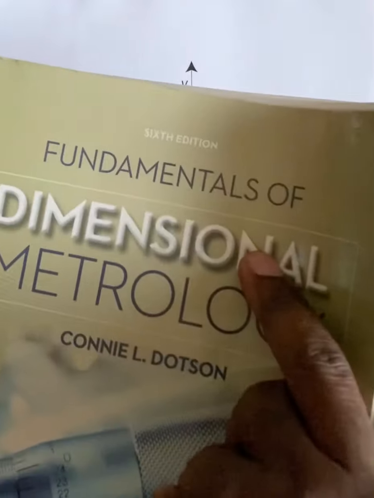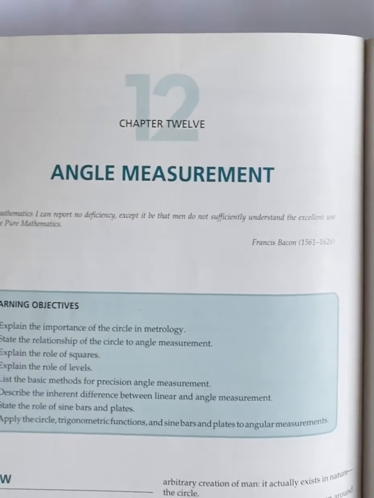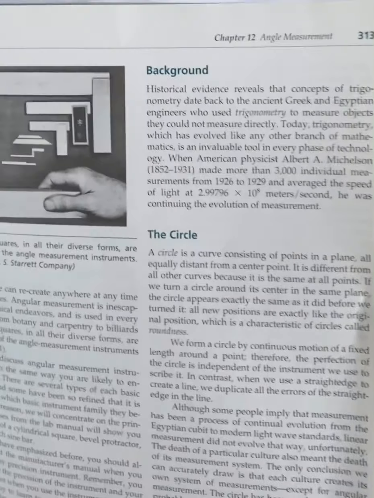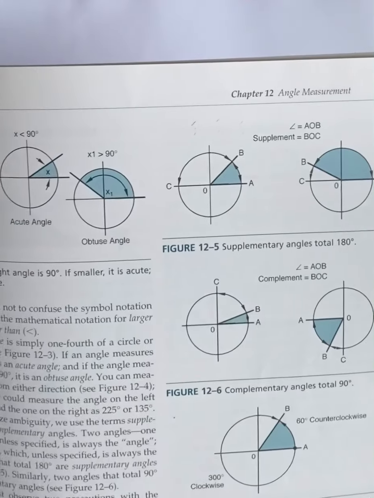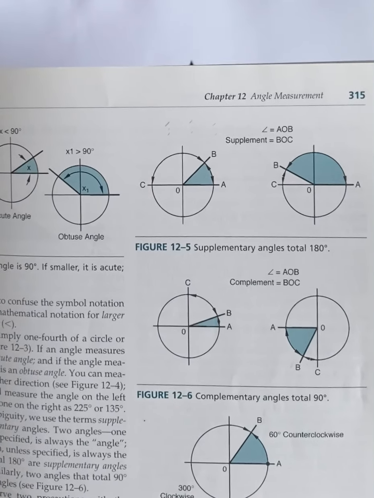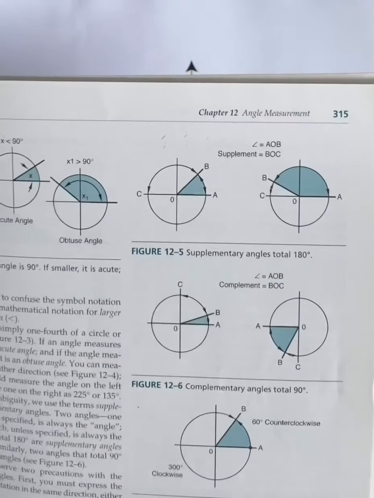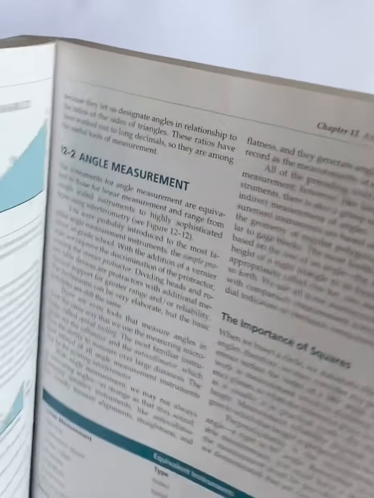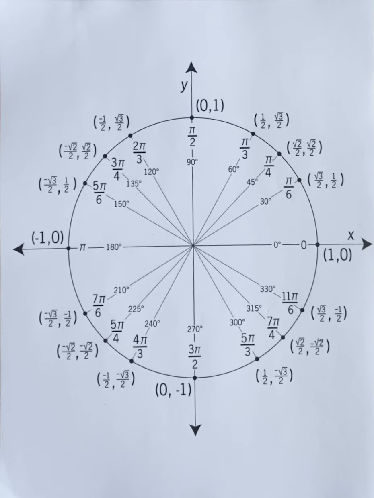So, what we got here, when we get into chapter 12, chapter 12 is all about angle measurement. And the first thing they start talking about here is a circle. And the reason is because that's how we decide what angles are. It's really not that complicated, and I'm not gonna go too much into the trig, but I am. So yeah, what are they talking about?